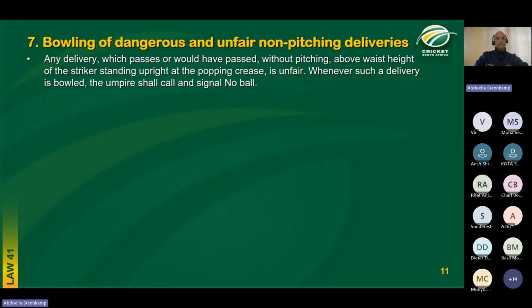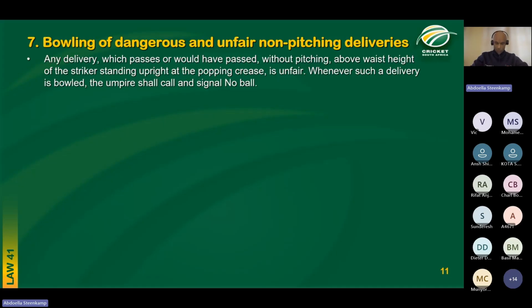So if any delivery is on the full, above waist height, with the striker standing upright at the popping crease, the law sees this as unfair, and you, the umpire, need to intervene. How do you intervene? You need to call and signal no ball. The striker's end umpire is in the best position to call this, as he has a side-on view, but either umpire can call it.